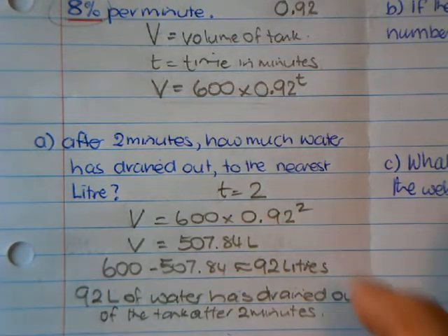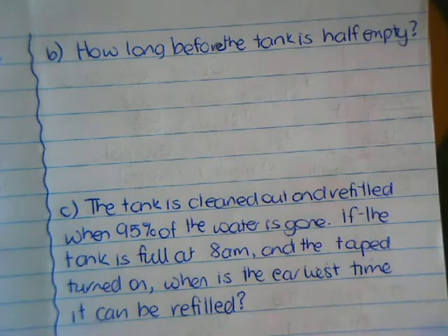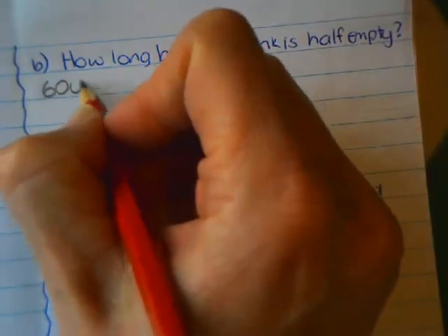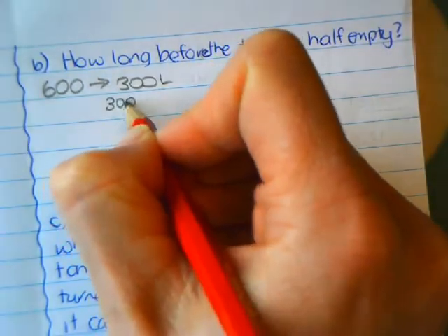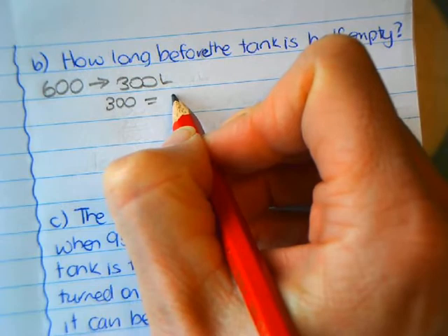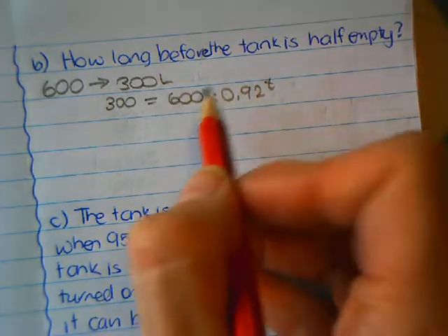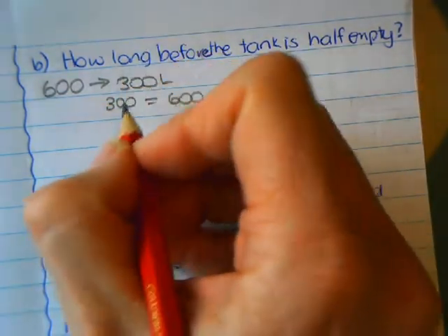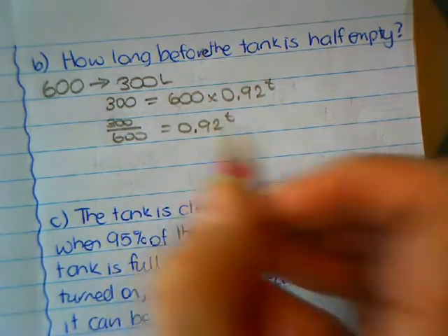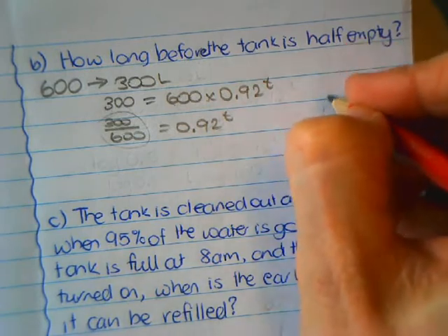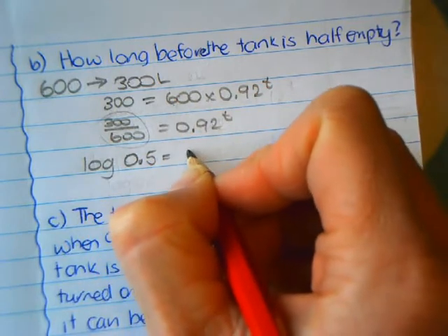Okay, next question. How long before the tank is half empty? So remember, the tank started off with 600 litres, now it's going to be 300 litres. So again, using our equation, 300 litres is the volume, 600 times 0.92 to the power t is the equation. Instead of multiplying by 600, we take it across and we'll have 300 divided by 600 equals 0.92 to the power t. And we can simplify that. 300 divided by 600 is simply 0.5.